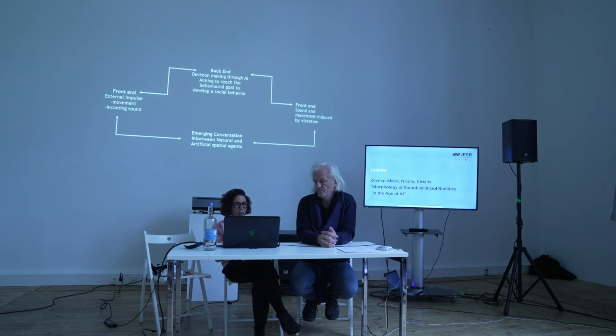In the front end, we have an external impulse that we are getting from an external agent. This can be movement, which is our case, or an incoming sound. And there's a decision-making tool controlled by a pre-trained reinforcement learning algorithm that controls the behavior of our objects. Through this outputted behavior in the two objects that we will be showing, one of them is shaking and vibrating, and the other one is outputting sounds.